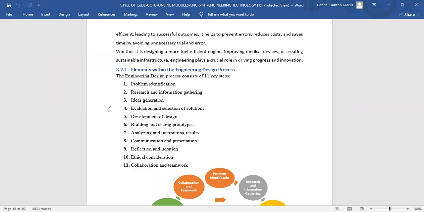So you have to do research, gather information. Then idea generation. Now you compare what you have thought about the problem and you look at what people have done. Then you bring up the idea that suits your environment.